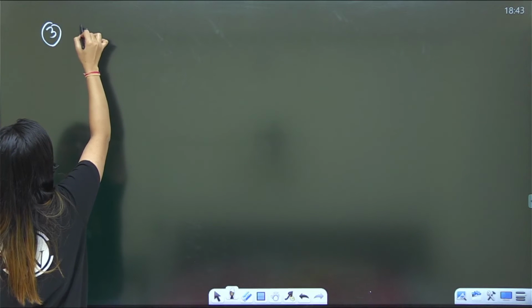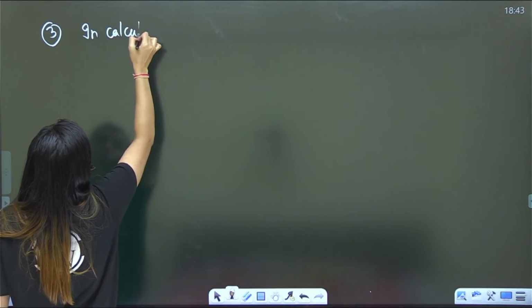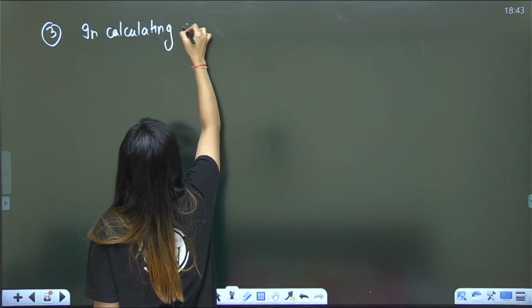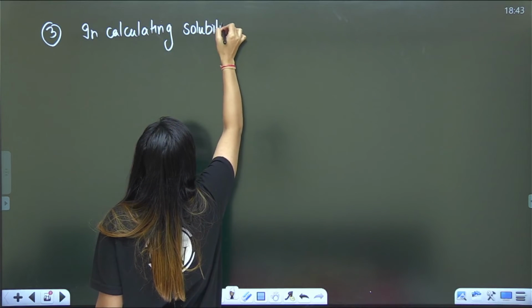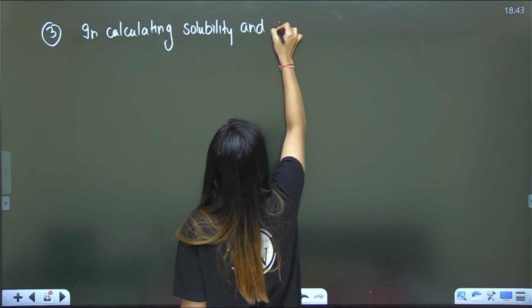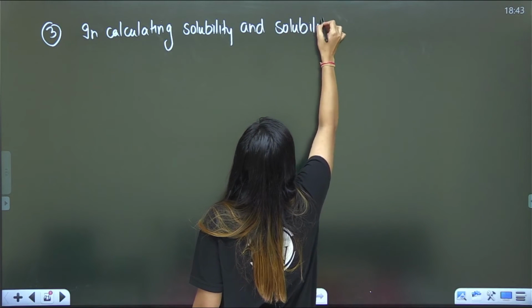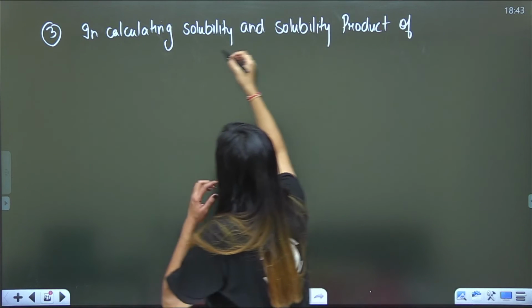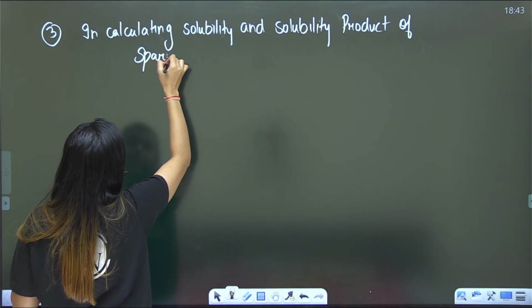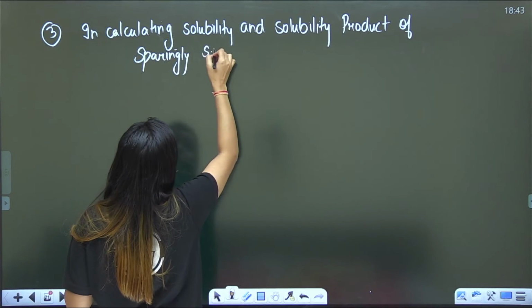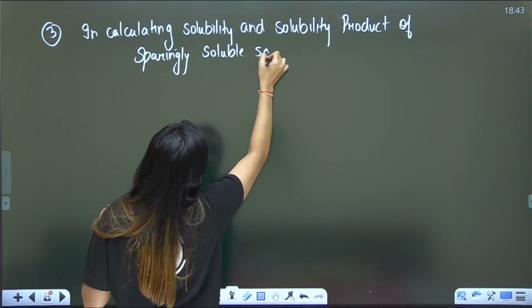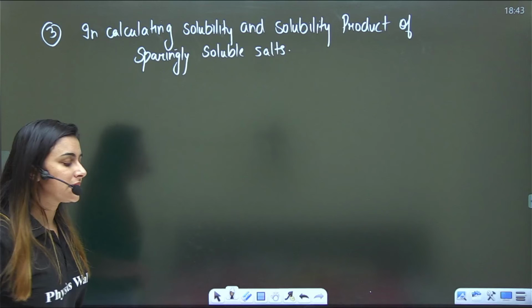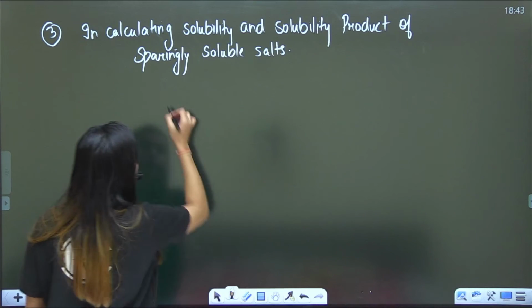Now let's move forward. Next application, which is your third application, my dear students, it helps in calculating solubility and solubility product of sparingly soluble salts. Okay. So now let's say you have a sparingly soluble salt AX.